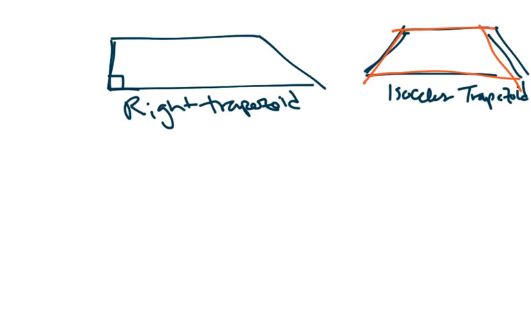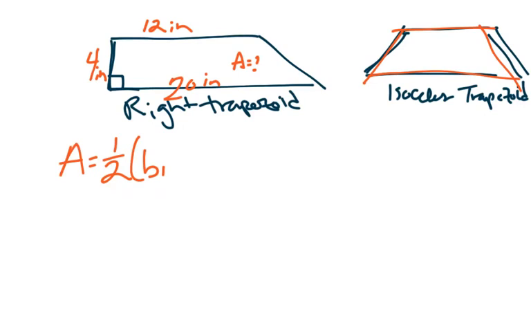So let's say that you have a height of 4 inches, a base 1 of 12 inches, and a base 2 of 20 inches. What's the area? Always, always, always your first step is to write out your area formula. Area equals 1/2 of base 1 plus base 2 times the height. Then next step is to plug in information you already know.